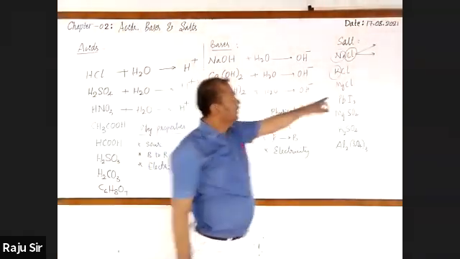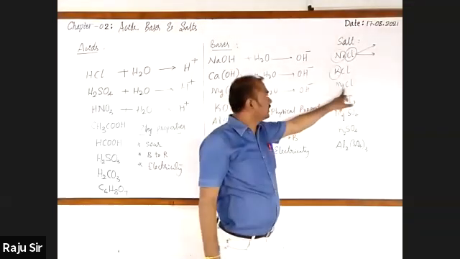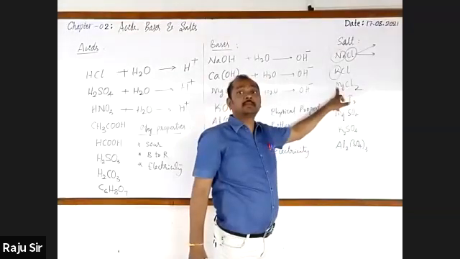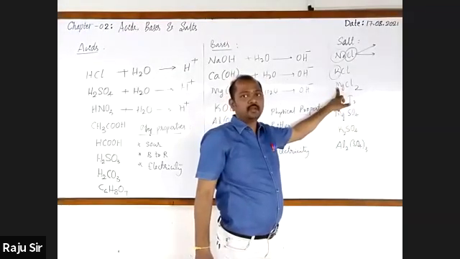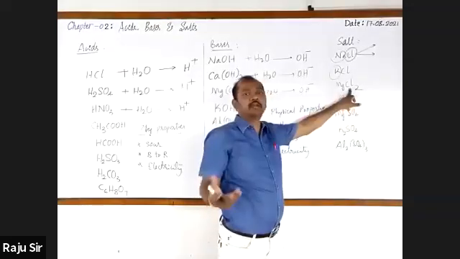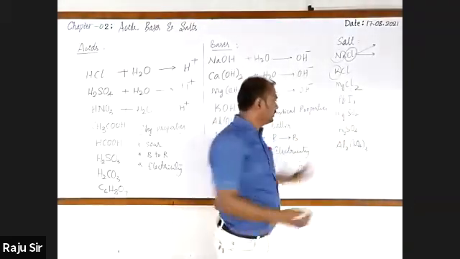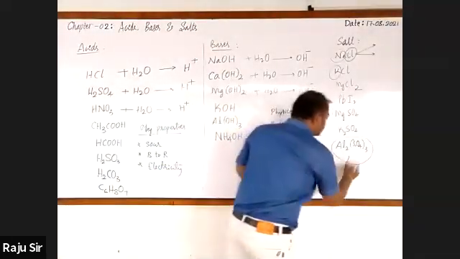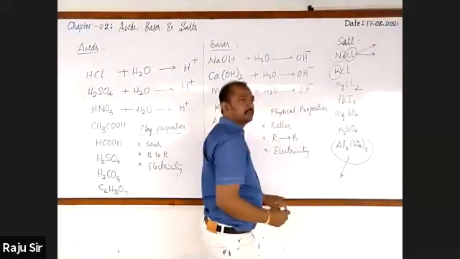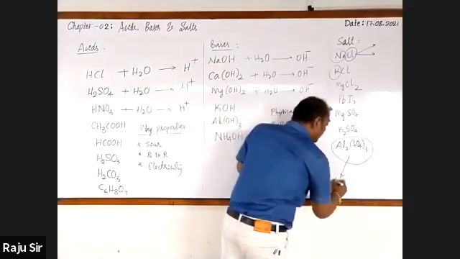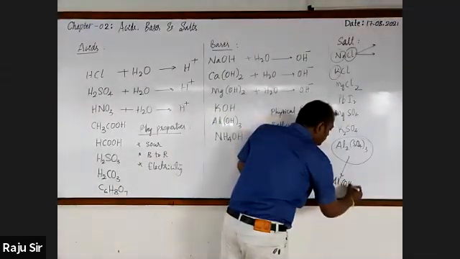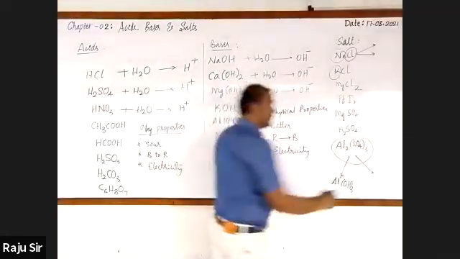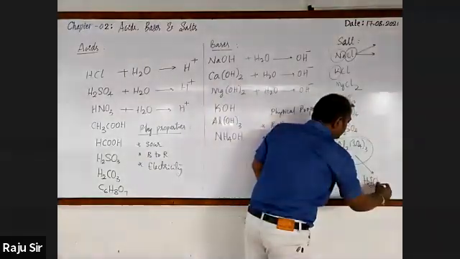Name the base from which magnesium chloride is formed. Magnesium hydroxide. And the acid? Hydrochloric acid. Similarly, aluminium sulfate is formed by the base called aluminium hydroxide, OH thrice, and the acid called sulfuric acid.